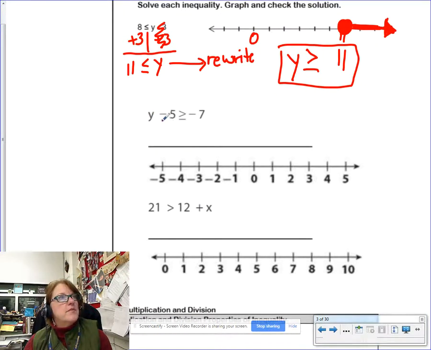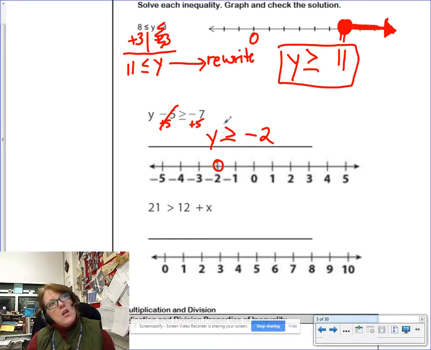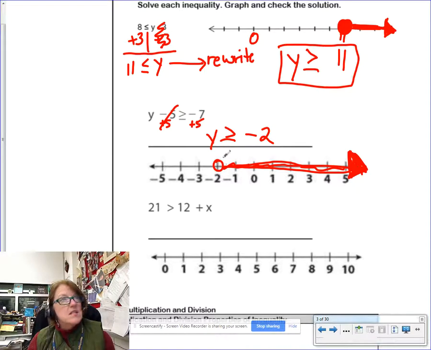Get the variable alone. Add 5 to both sides. That goes away. I get y is greater than or equal to negative 7 plus 5, negative 2. Here's my number line. I don't even have to put my numbers on here now. Put your circle at negative 2. That's your significant number, our benchmark. We want greater than or equal to, so we're going to shade this way. Sometimes I just do a squiggle and make a big fat arrowhead. I have the equal sign this time. Color it in.